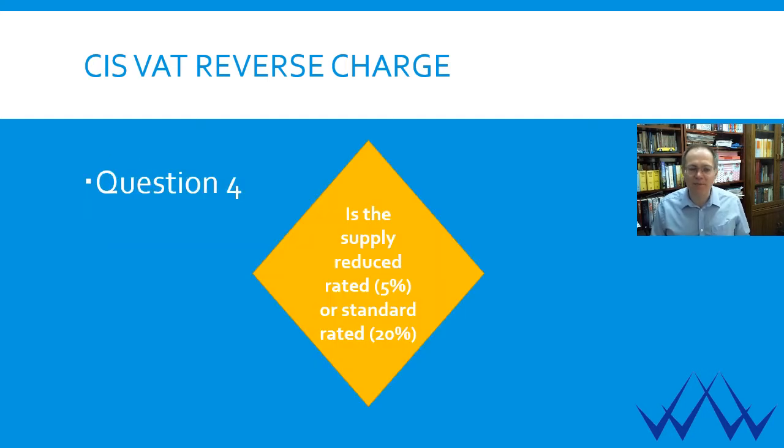So question 4, after you've considered those first 3 questions, is the supply reduced rated or standard rated? So would you be charging VAT normally at 5% or 20%? If the answer to that question is yes, then the VAT reverse charge mechanism applies. If the answer is no, it would be zero rated, then you don't worry about that. And if you think about it, that's a sensible thing, because what would the contractor put on his return? Well, it would be charging no VAT and reclaiming no VAT.